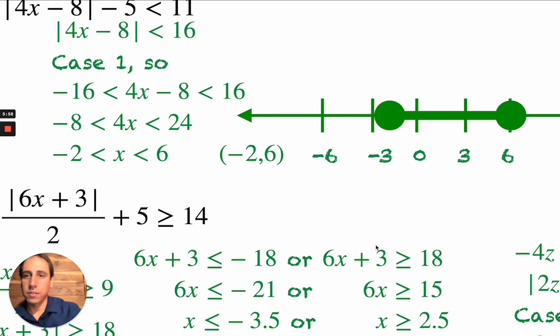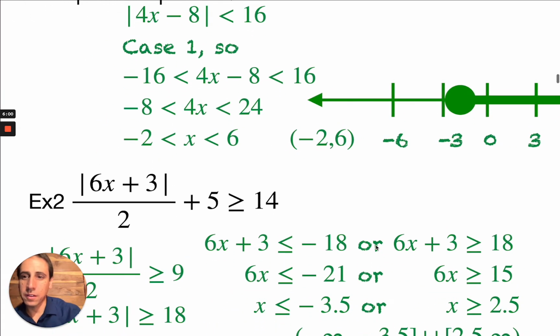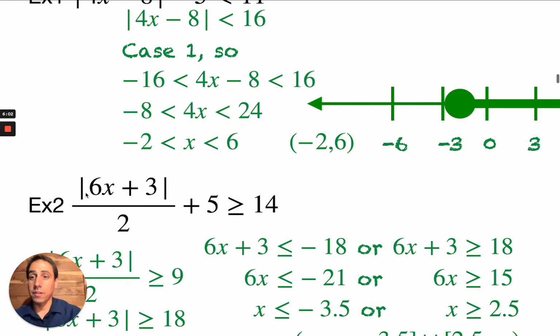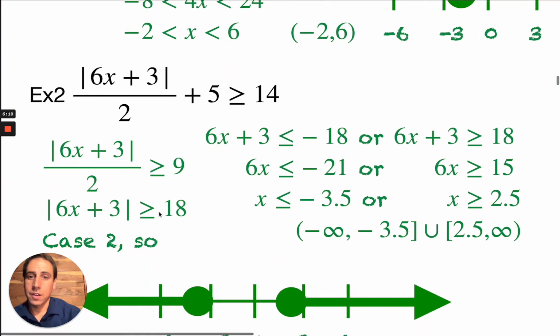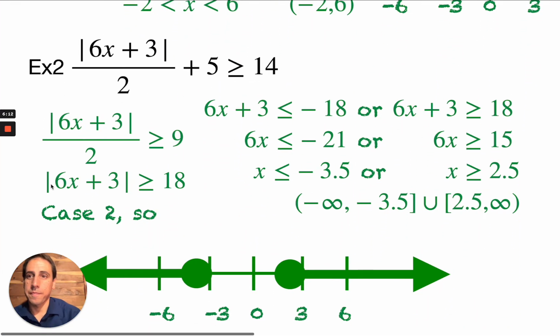Okay, let's do the next one. Similar idea here. We've got an absolute value and stuff on the inside of the absolute value and stuff on the outside of the absolute value. So let's undo the stuff on the outside first. So undoing the stuff on the outside, we first undo the addition with subtraction by subtracting 5 from both sides to get this, and then we multiply both sides by 2 to undo the division, and you get this.